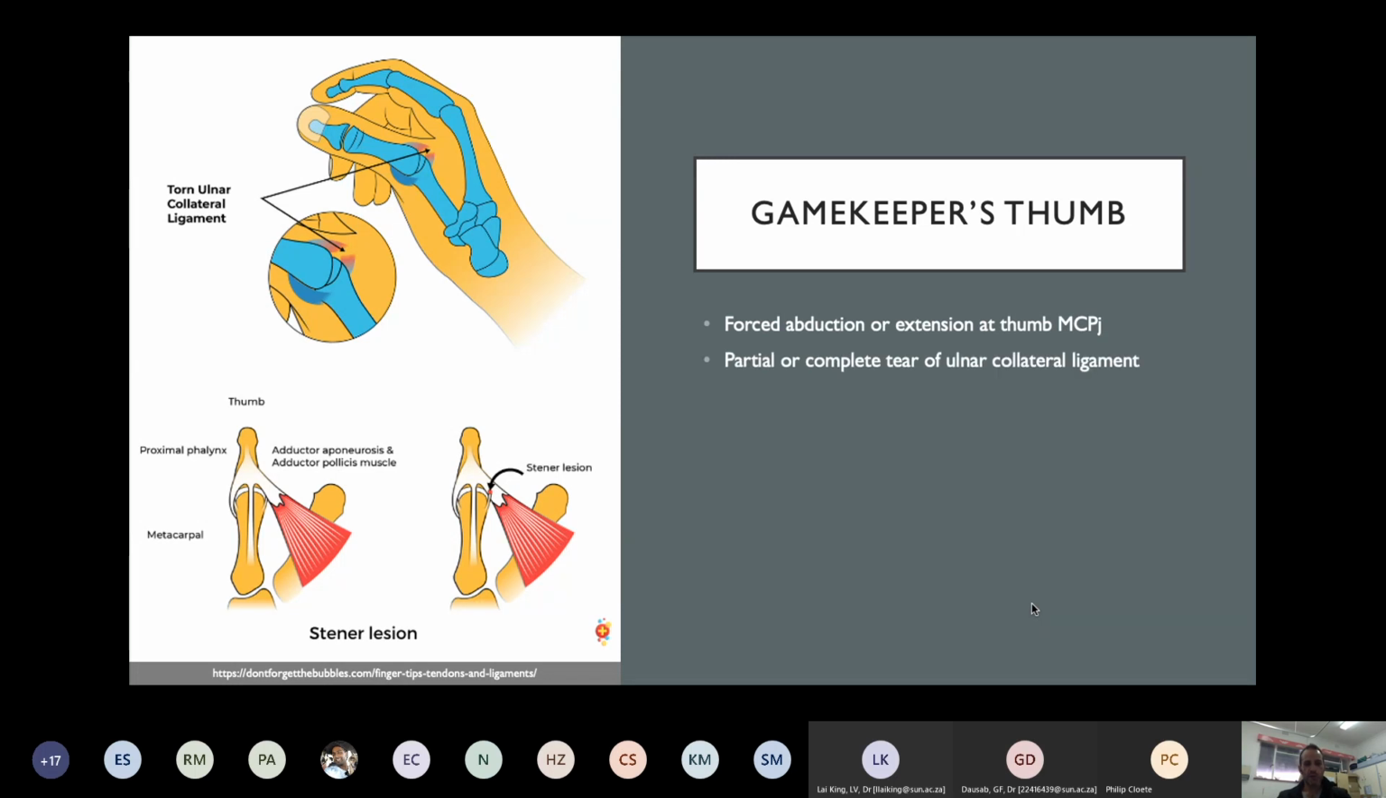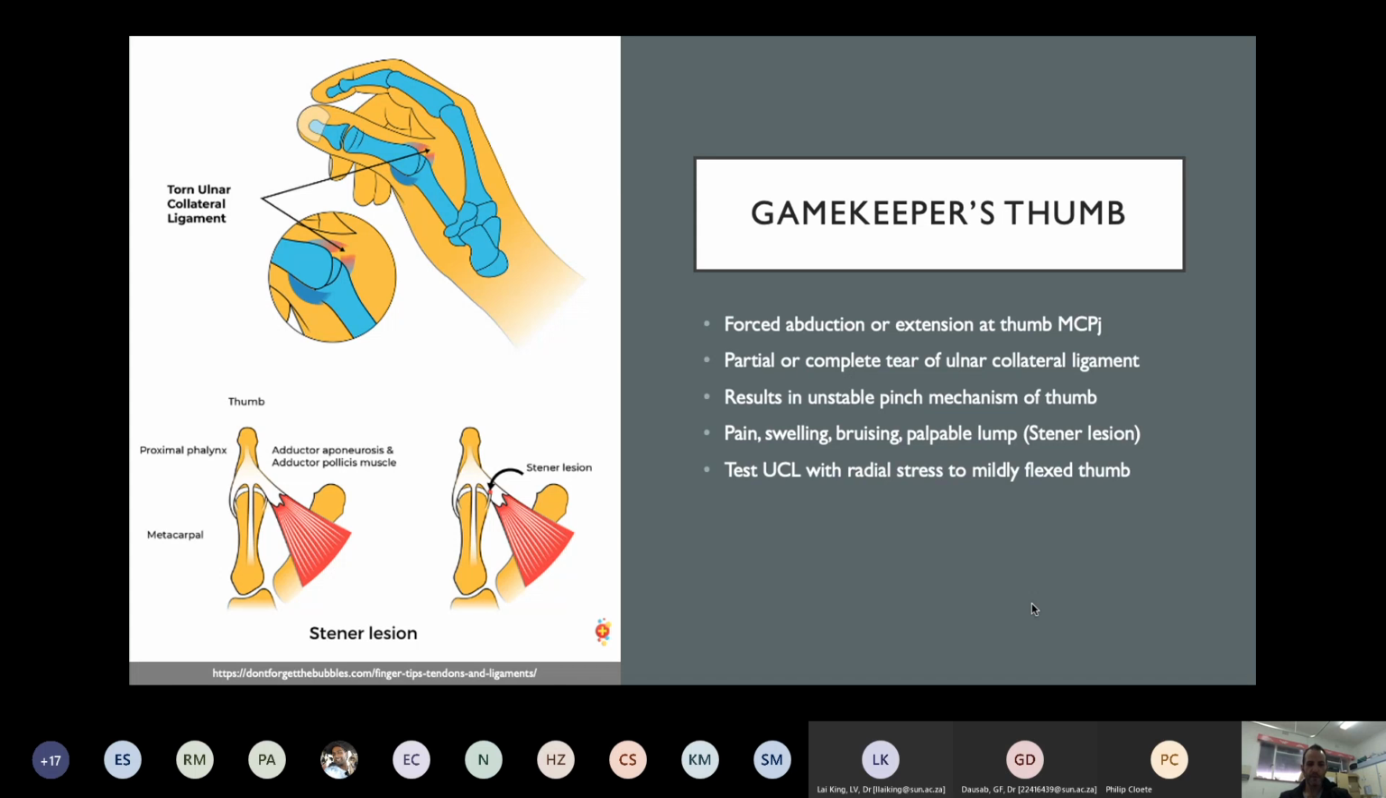What they have is a partial or complete tear of the ulnar collateral ligament, which results in an unstable pinch mechanism. So when you pinch your fingers together, you have the radial collateral ligament of the index finger and the ulnar collateral ligament of the thumb working together to give you a stable pinch mechanism. So if that ulnar collateral ligament is disrupted, the patient won't be able to get a good solid grip. They might have pain, swelling, bruising, or a palpable lump, in which case we'd be concerned about a Stener lesion.